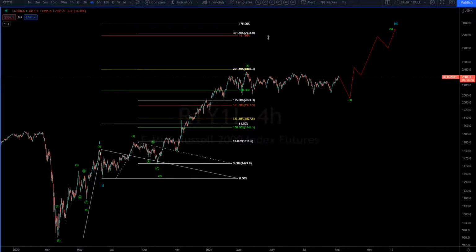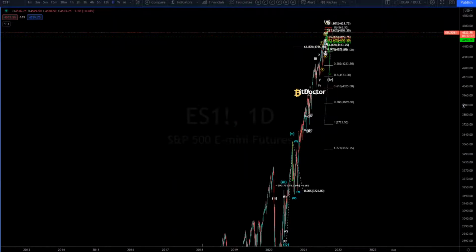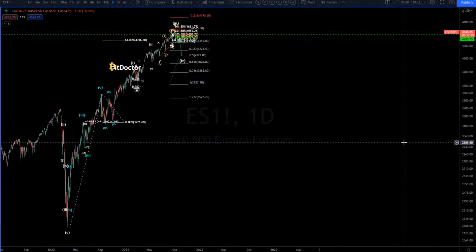So let's take a look at the S&P 500. I'm actually going to go to the daily. Take a look at the S&P. This is the cleanest chart, in my opinion, that we've got.